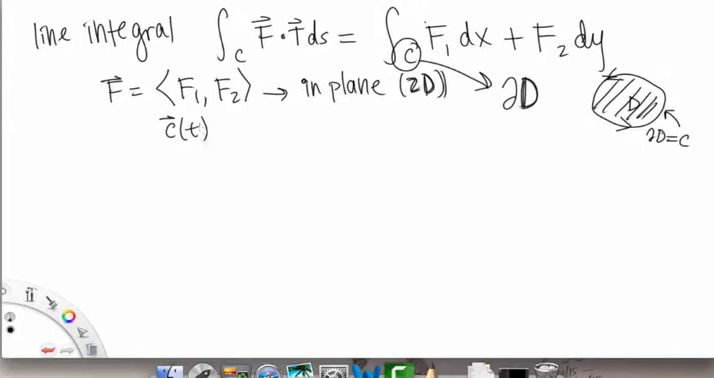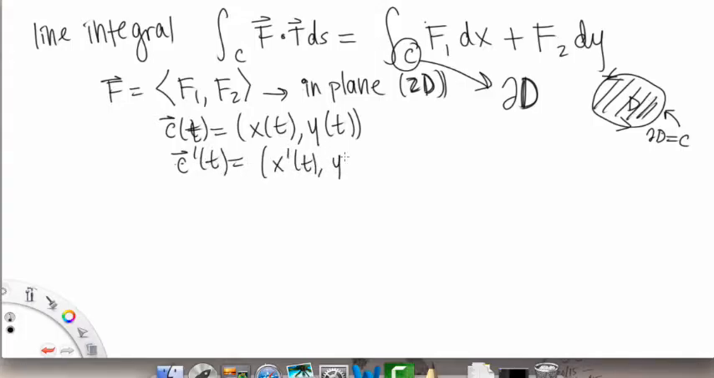So C of t, we usually parameterize that, right? So we have an x of t and a y of t. And then, consequently, our C prime of t is then x prime of t and y prime of t. We've done this before, so this should be a little bit of review. So this is what I have so far.